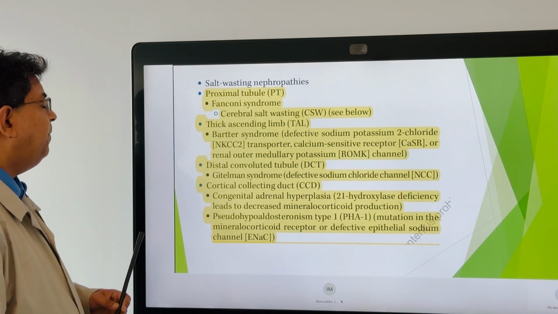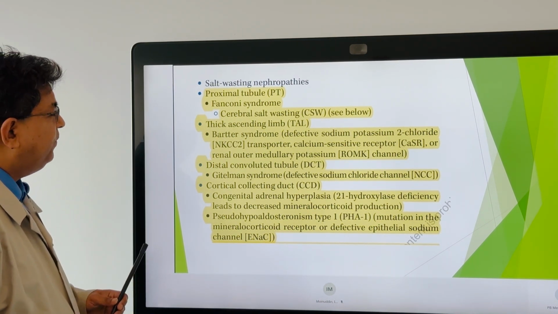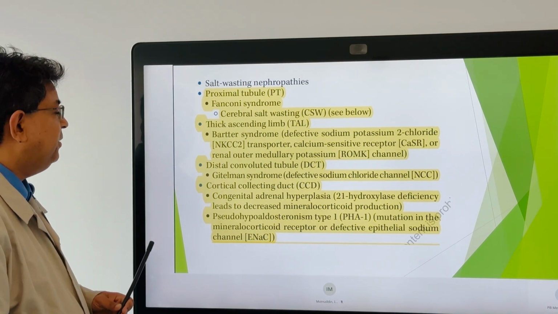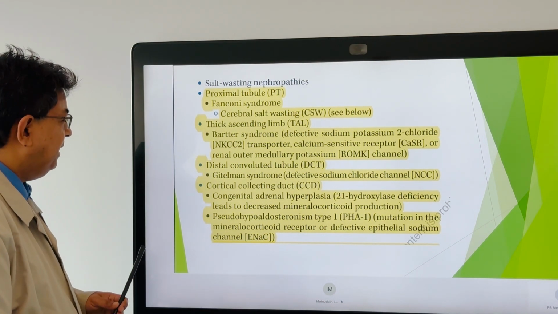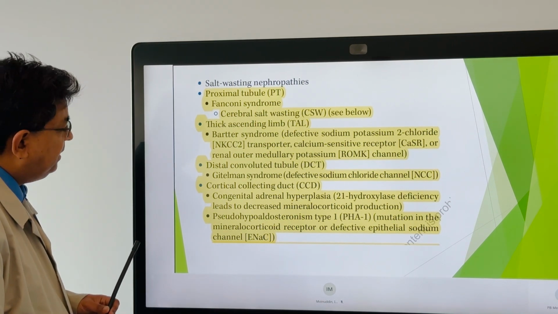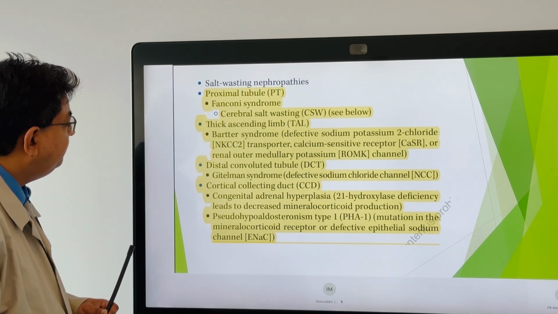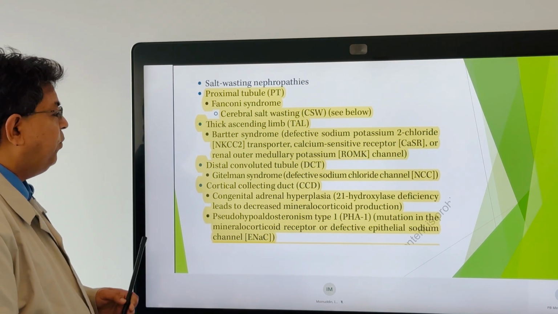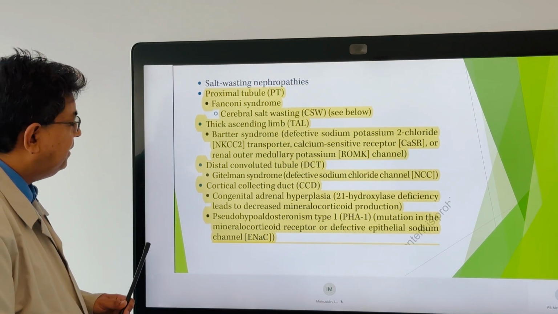Salt wasting nephropathies include cerebral salt wasting syndrome. Cerebral salt wasting syndrome is a form of Fanconi syndrome, and this occurs at the level of the proximal tubule. Bartter syndrome occurs at the level of the thick ascending limb of the loop of Henle. Gitelman syndrome occurs at the level of the distal convoluted tubule. Congenital adrenal hyperplasia and pseudohypoaldosteronism type 1 occur at the level of the cortical collecting duct.